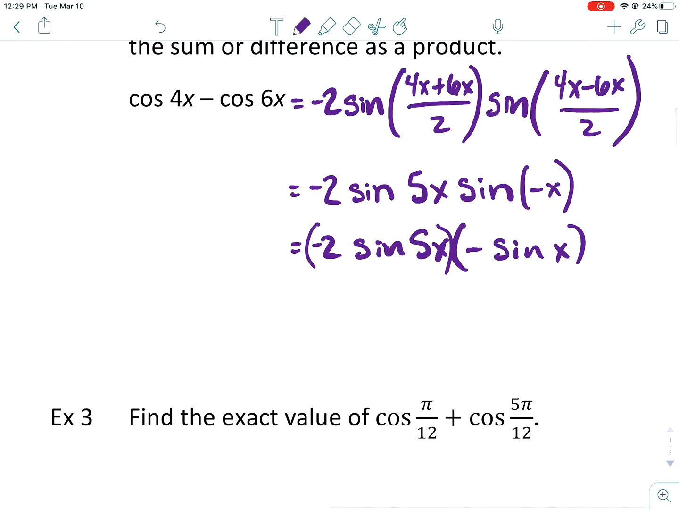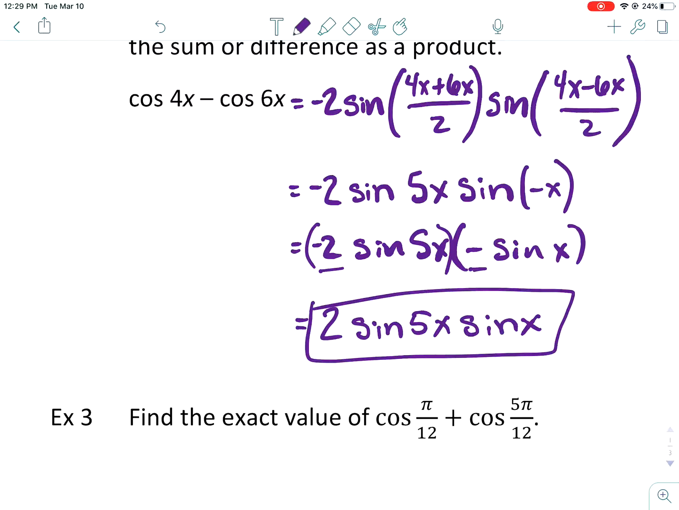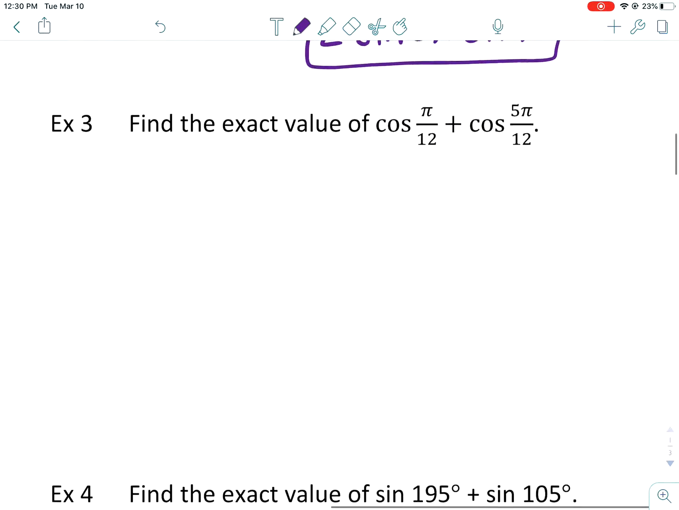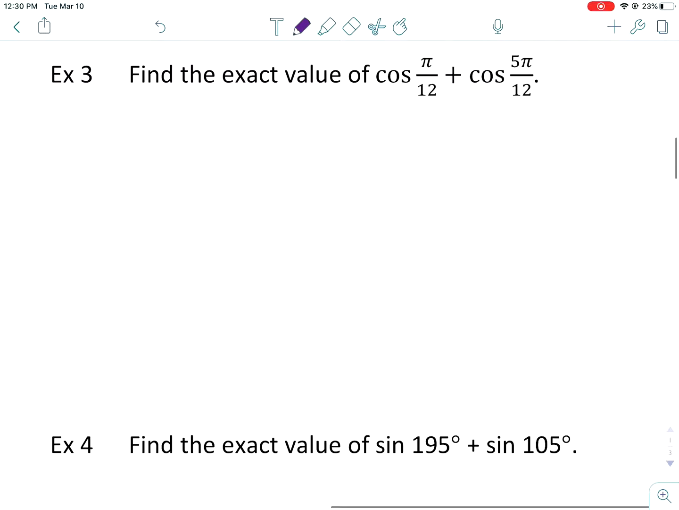Okay, and then we're multiplying these together. So what I can do is multiply the coefficients together. So I have negative 2 times negative 1. That's going to be 2. Now can I multiply those sines together and get sine squared? I cannot, because this one is sine of 5x and this one is sine of x. So we just leave them. And that is it. All right, any questions on that? Okay, we're going to do a couple more.